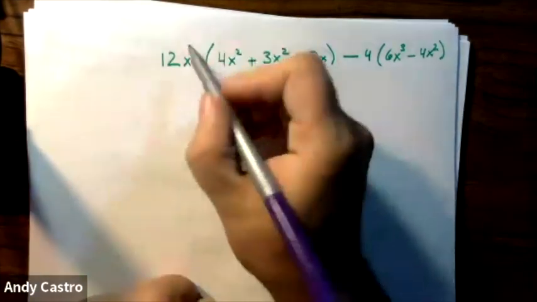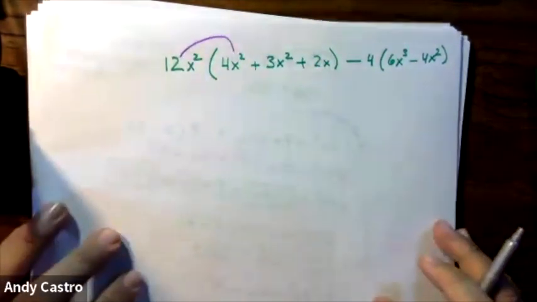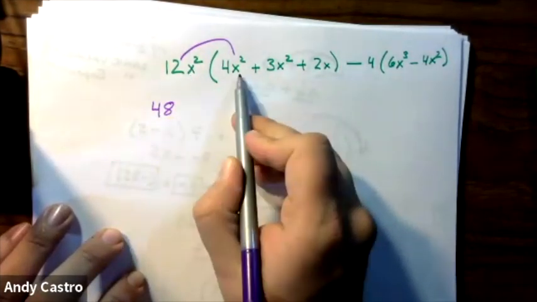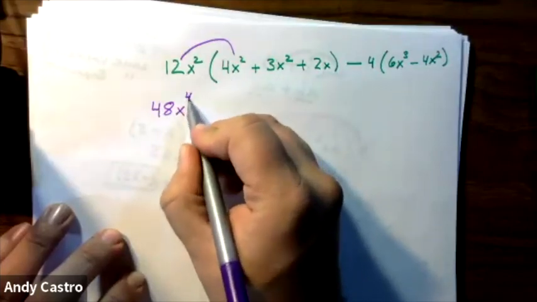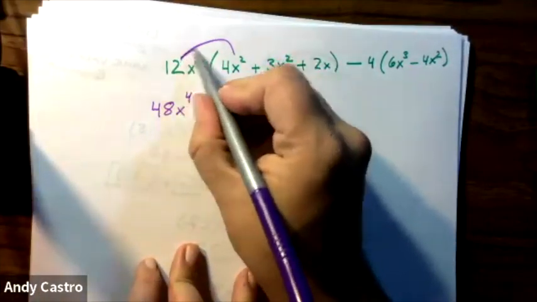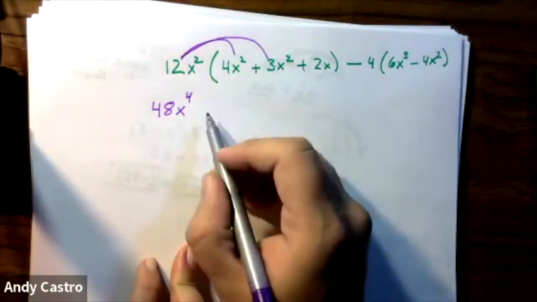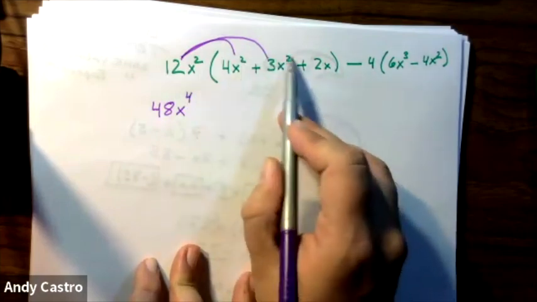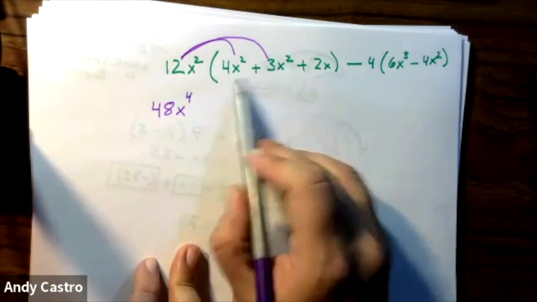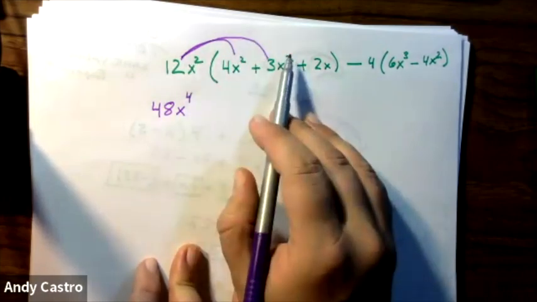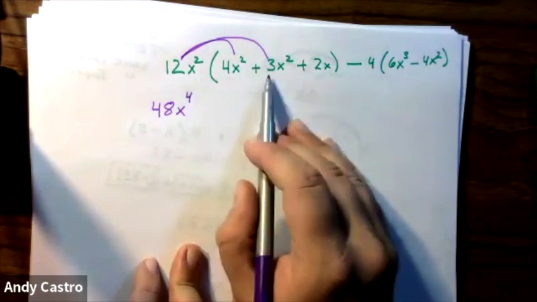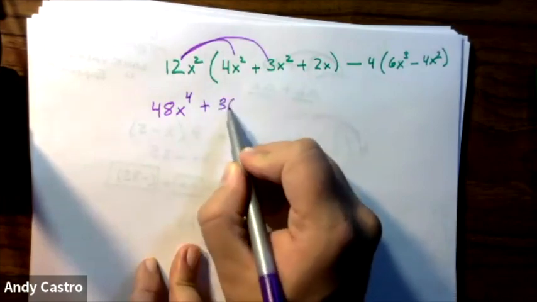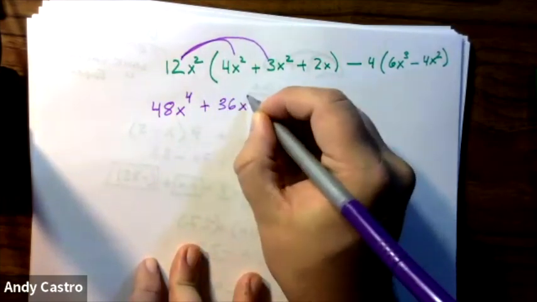Let's get to it. 12x squared times 4x squared. Well, 12 times 4 gives me 48, and the x squared times the x squared gives me x to the 4th. Now 12x squared times 3x squared. Since I have an x squared here and an x squared here, we actually could have combined this before. Multiplying through isn't going to change anything. So 12x squared times 3x squared, that's plus 36x to the 4th.